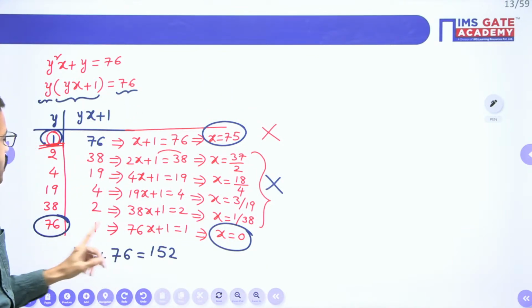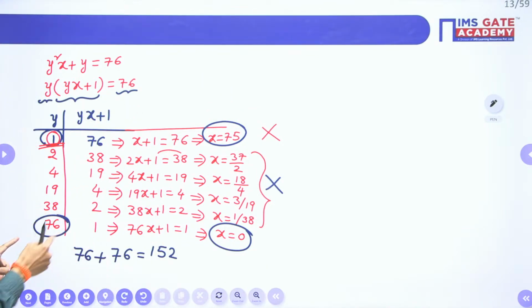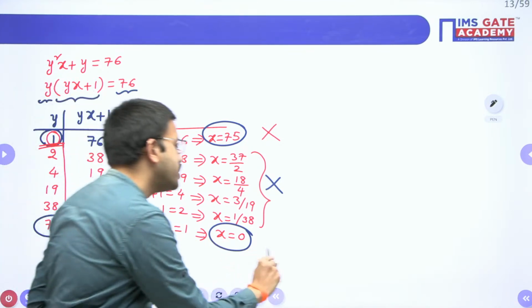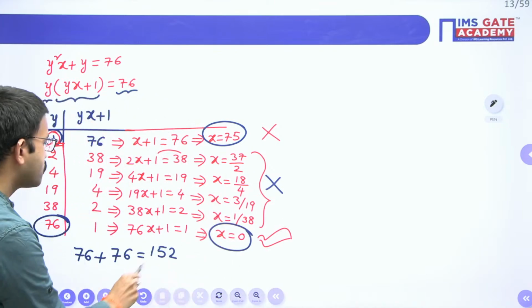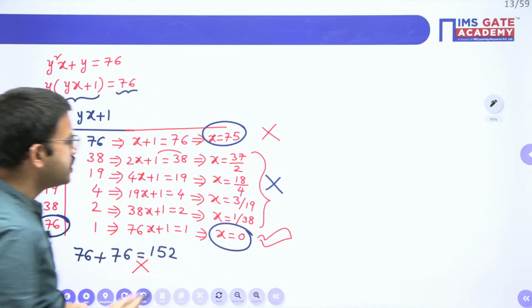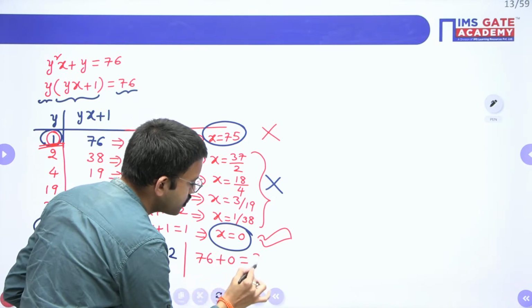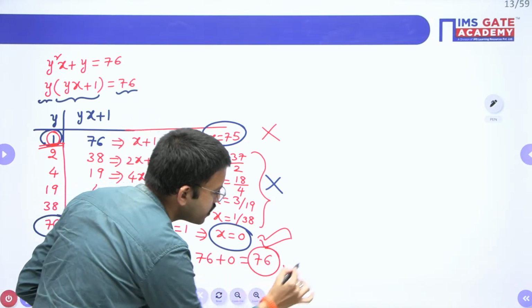But here, base value is 76. In that you can represent digit value 0. So only this combination we have to consider. That's why 152 is wrong. So 76 plus 0 equals 76. The final answer for this question is 76.